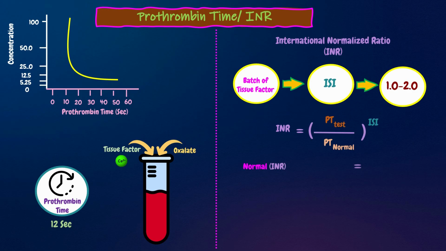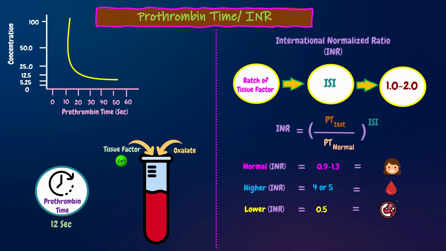The normal range for international normalized ratio in a healthy person is 0.9 to 1.3. A high international normalized ratio level, for example, 4 or 5, indicates a high risk of bleeding, whereas a low international normalized ratio, for example, 0.5, suggests that there is a chance of having a clot. Patients undergoing warfarin therapy have an international normalized ratio of 2.0 to 3.0.